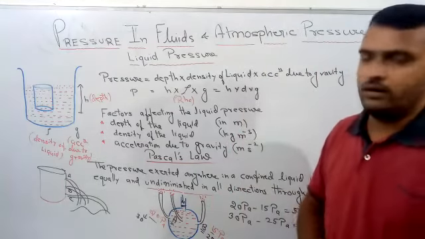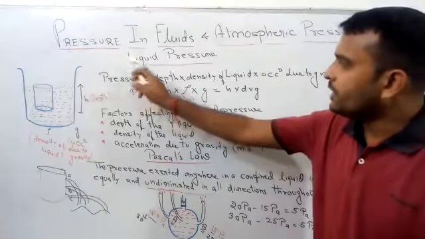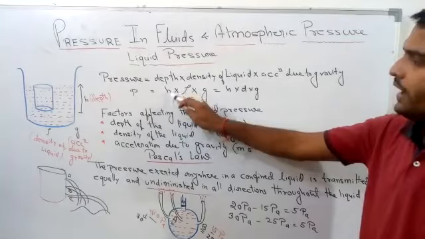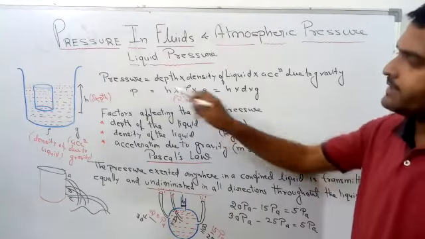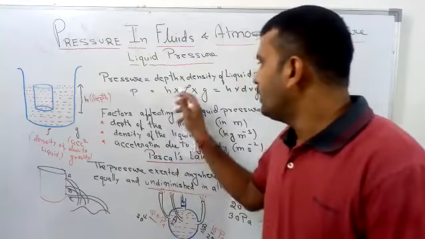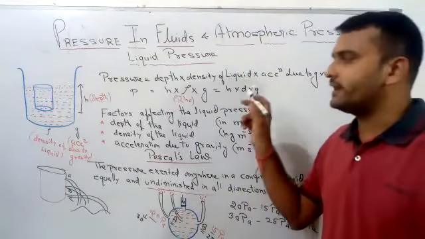So finally we revise. Liquid pressure equals h rho g, where h is the depth of the liquid, rho is the density of the liquid, and g is the acceleration due to gravity.